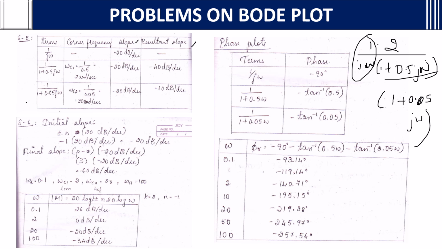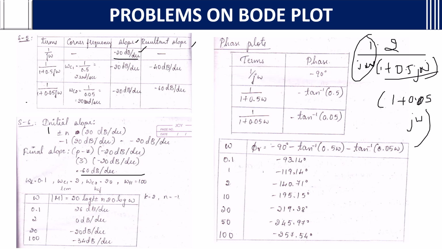After doing this, you need to find what? The initial slope and final slope. The initial slope you already know, that is minus 20 dB by decade, or you can verify with the formula, plus or minus n into 20 dB by decade. N is minus 1, since it is 1 by s at the origin, so minus 20 dB by decade. If you write this or not, it is not required, but you should write that the initial slope is minus 20.